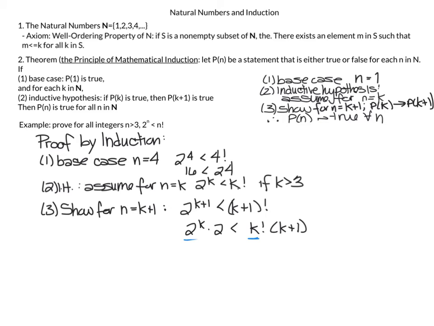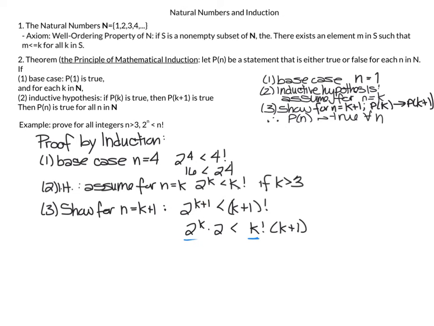Our third step is to show for n equals k plus 1. So I'm going to plug in k plus 1 for n. So I get 2 to the k plus 1 is less than k plus 1 factorial. And the critical thing here is, because I want to use my inductive hypothesis, I need to break this down so that I can use my inductive hypothesis.